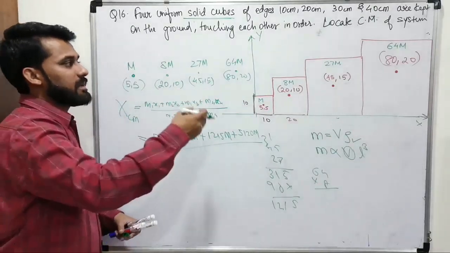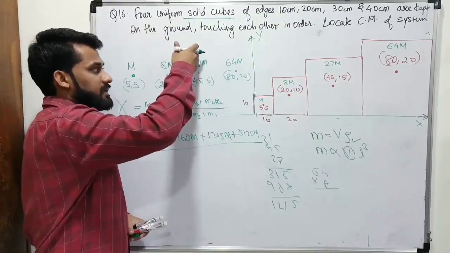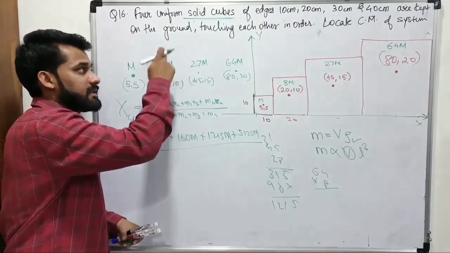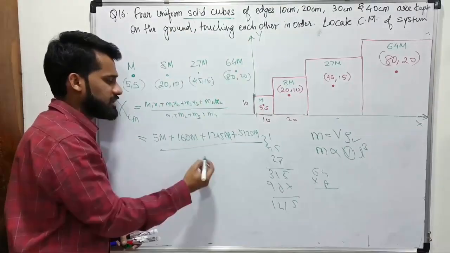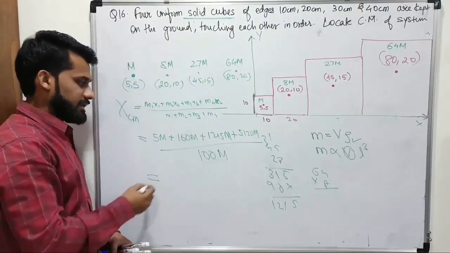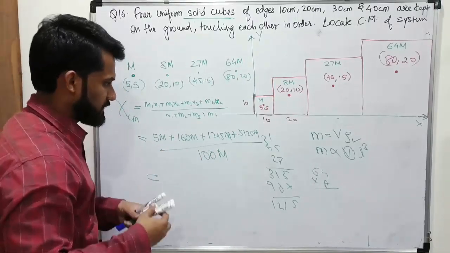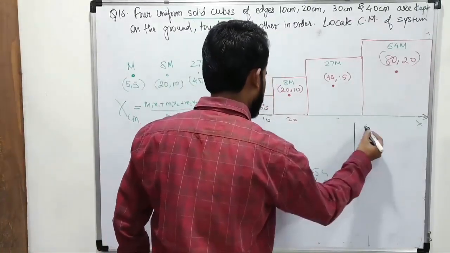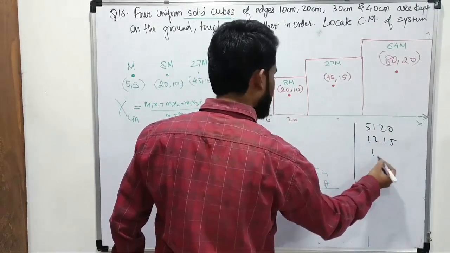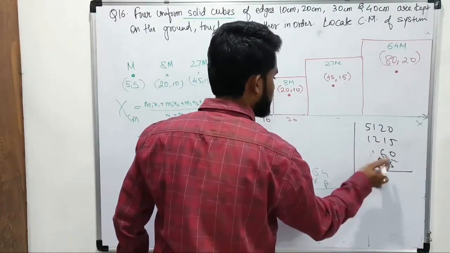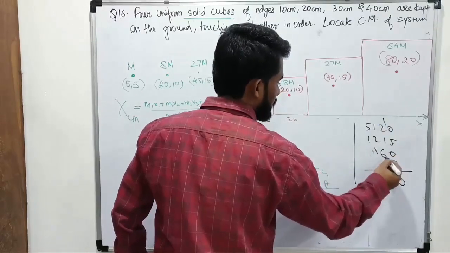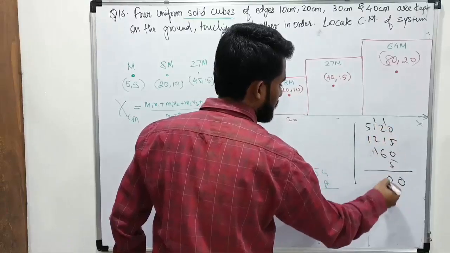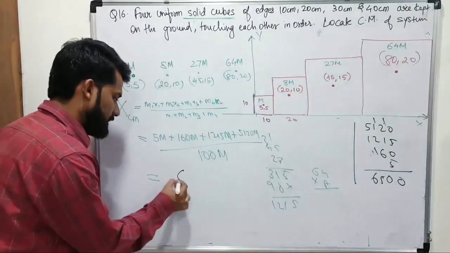Upon the sum of all the masses, 64 plus 27 plus 8 plus 1. What is 27 plus 8? 27 plus 8 is 35 plus 1, 36 plus 64 is 100m. And now if I add all the numbers, how much will we get? I will add them separately over here: 5120, 1215, 160 and 5. Addition of all these numbers gives 6500m.